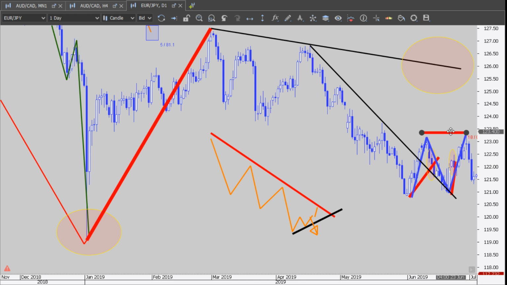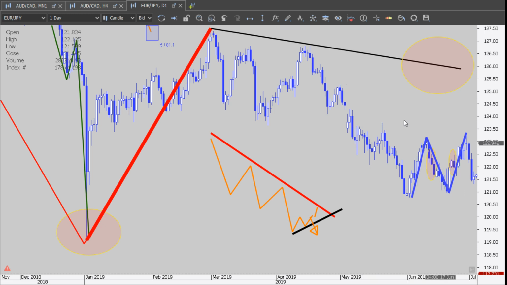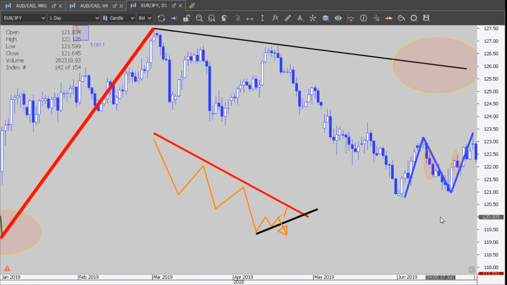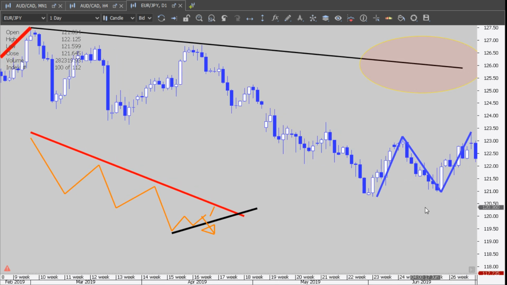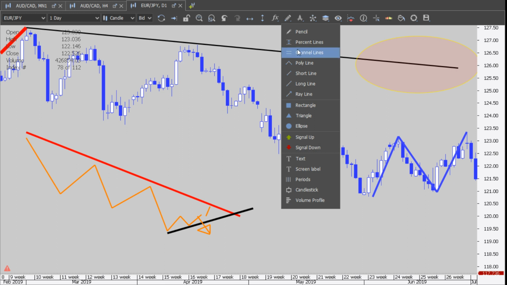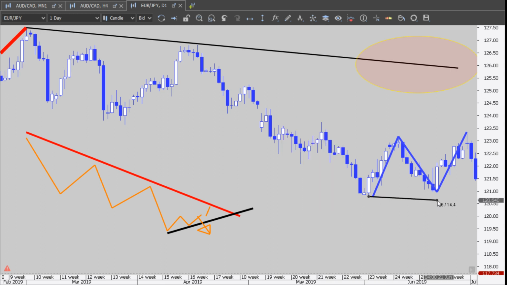I'm going to delete this one, not relevant anymore. Let's zoom in. So we are here right now. So this is my counter trend line.